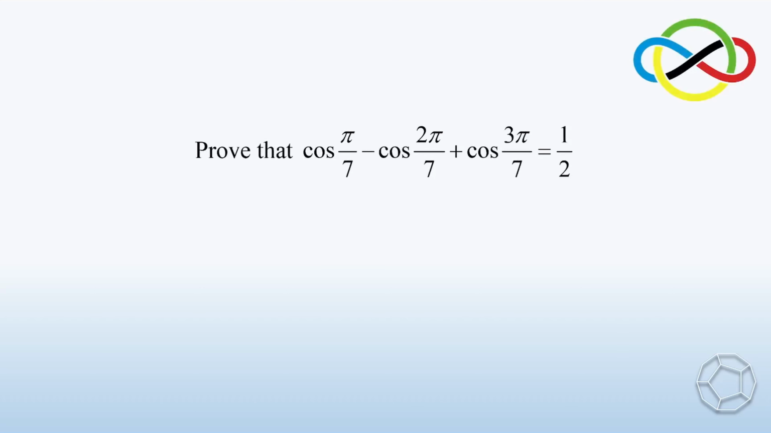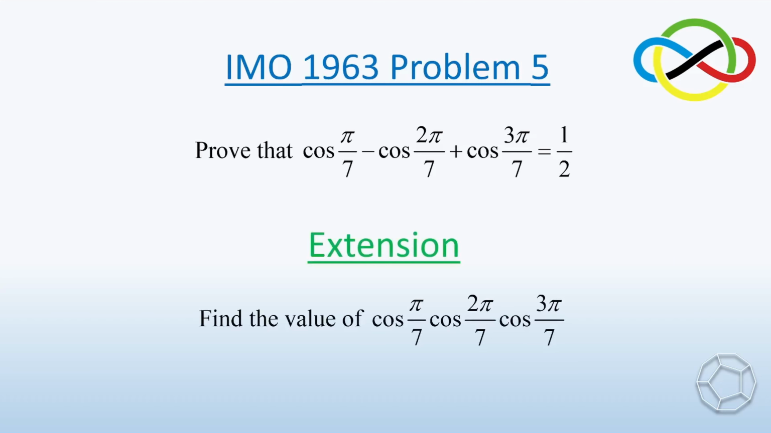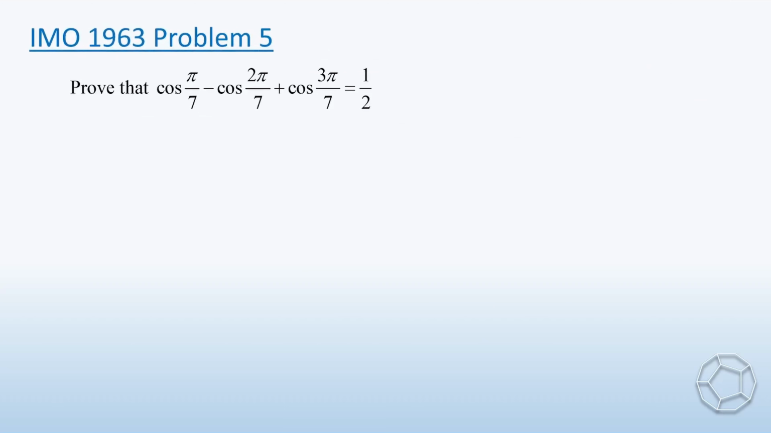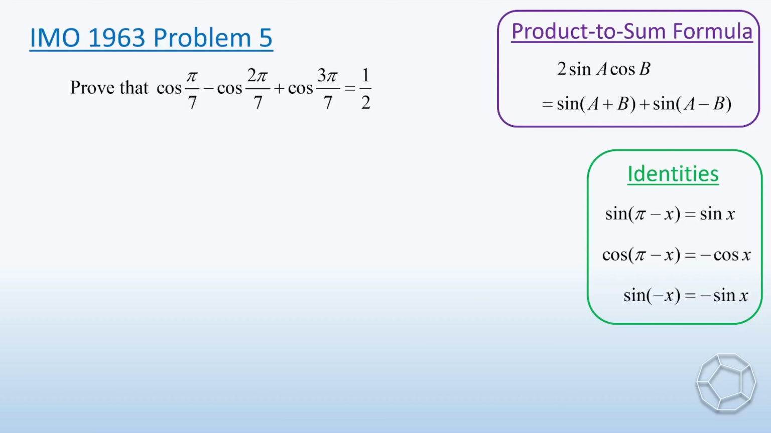This interesting IMO problem in 1963 can be extended to the product of three terms. We will look at both questions in this video. For the first one, we'll use the following three identities and also this product to sum formula.